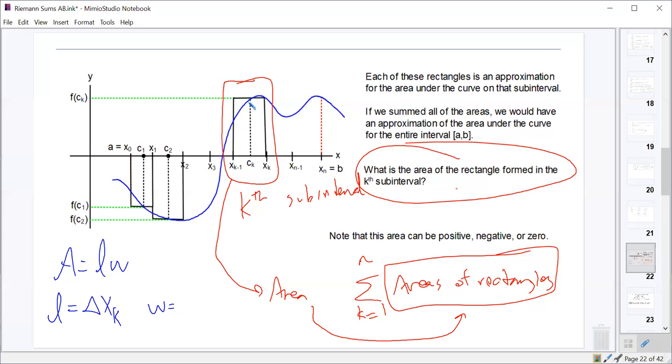And what about the width or the height of it? Well, the height of this rectangle is just whatever the function is at this x value, which would be f of c sub k. All right, so what is our area? It's just delta x sub k times f of c sub k. Would you all agree that that is a generic representation, if I multiply those together, of the area of any rectangle within here?